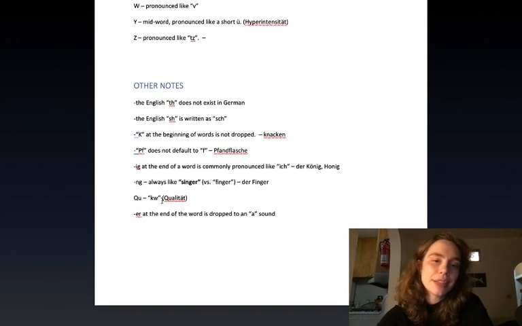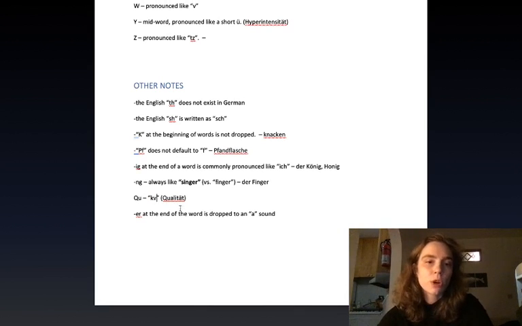QU. This is pronounced like KV in English. So Qualität. Finally, I mentioned this already, if you have an ER at the end of a word, it's dropped to an A sound, as in British English. Water, Wasser.